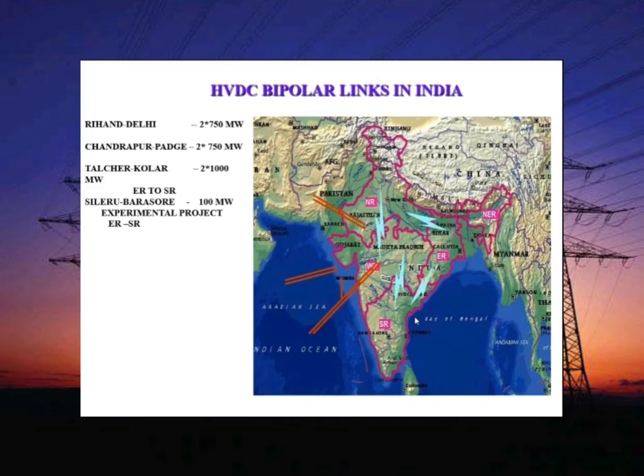Lecture number 3 of HVDC. In the first lecture we learned about the limitations of HVAC, the advantages of HVDC, the disadvantages of HVDC, the main objective of HVDC, and the types of HVDC links. Normally there are 3 types of links: monopolar link, bipolar link, and homopolar link.